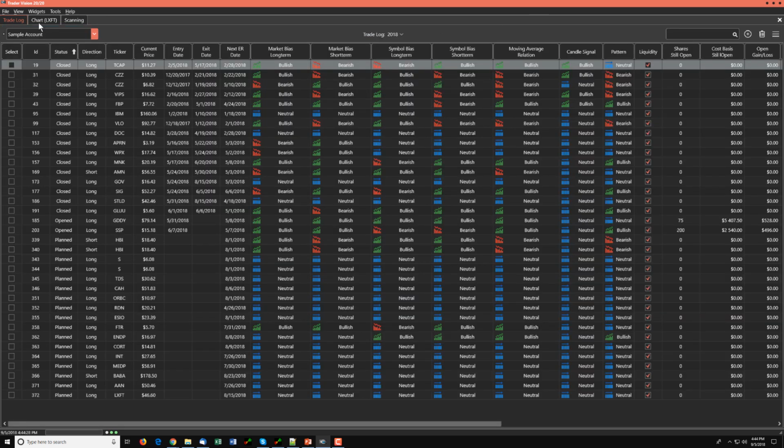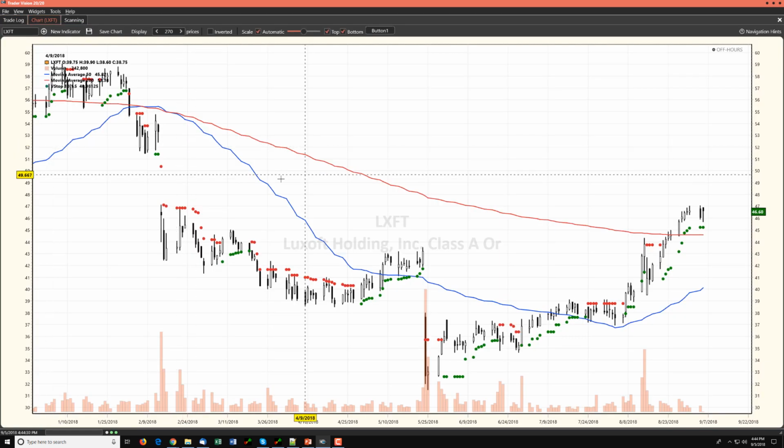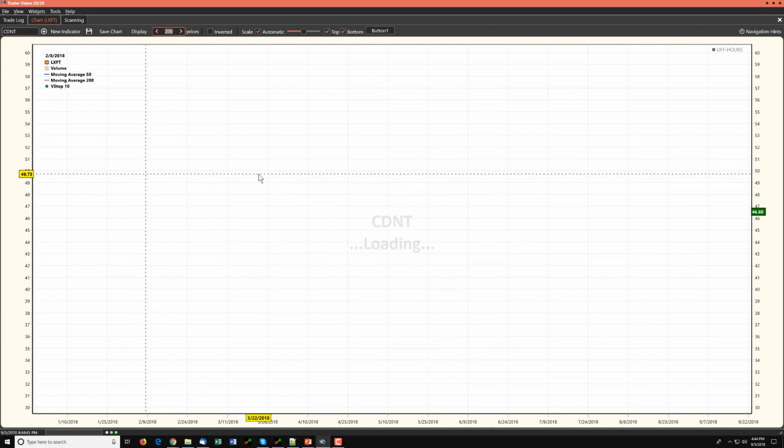Let's close that one, and we'll go back to one more, and then I will ask for questions, and we'll call it a day if you don't have any. The last chart that I found doing some scanning earlier was CDNT. This one's kind of newer, but it's still a nice setup.